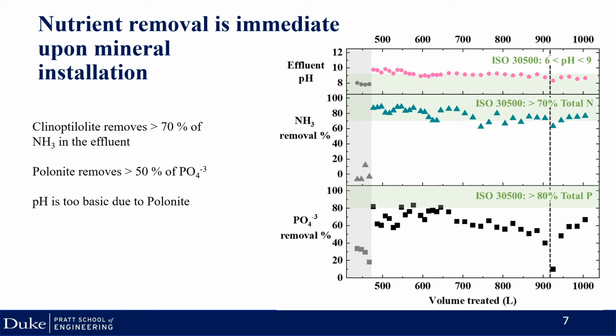The clinoptilolite removes more than 70% of the ammonia. With this percentage, clinoptilolite reaches the standard. Polonite removes more than 50% of the phosphate. Unfortunately, this is below the required 80%. And the pH is also too basic due to the presence of polonite as one of our minerals.